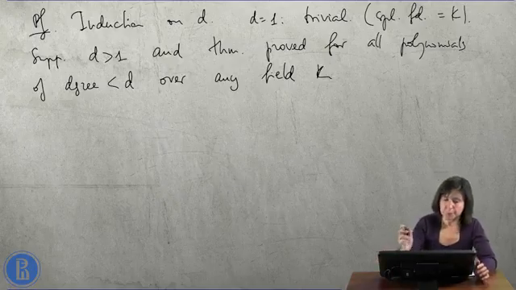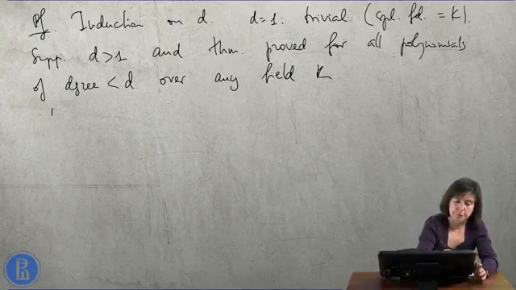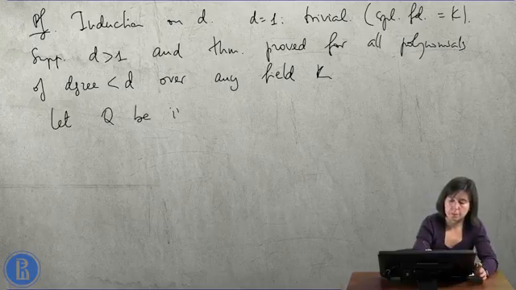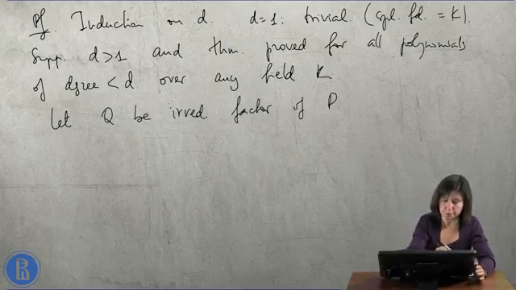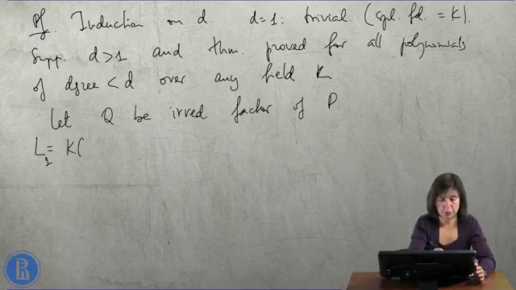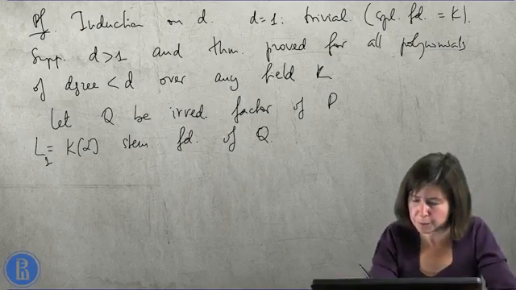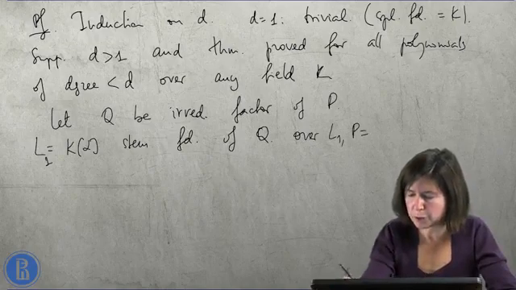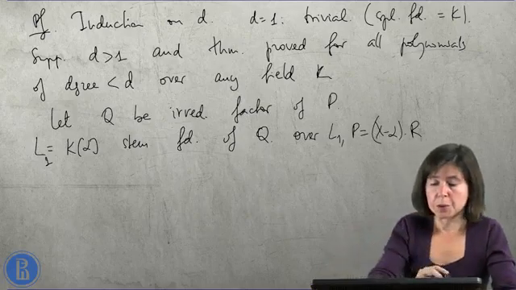Then what we do is we take an irreducible factor Q of P. And let alpha be a root. So K of alpha, L1, is a stem field of Q. So over L1, we have P is x minus alpha times R.